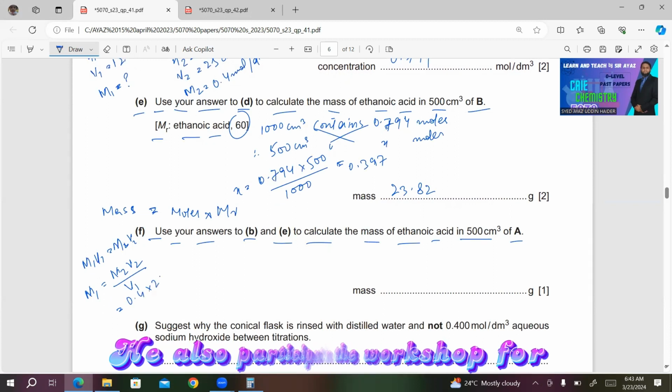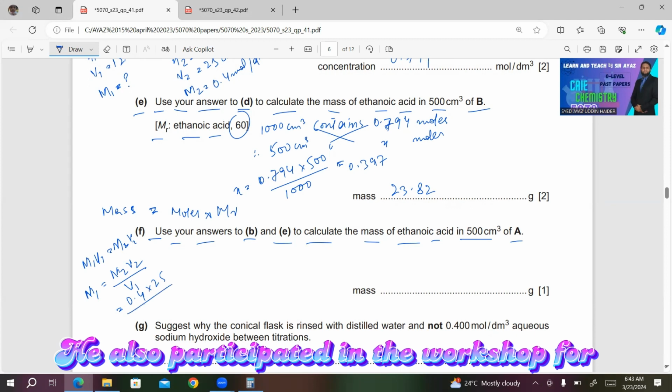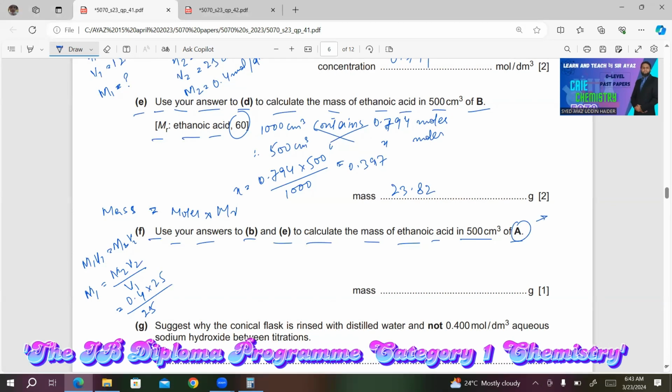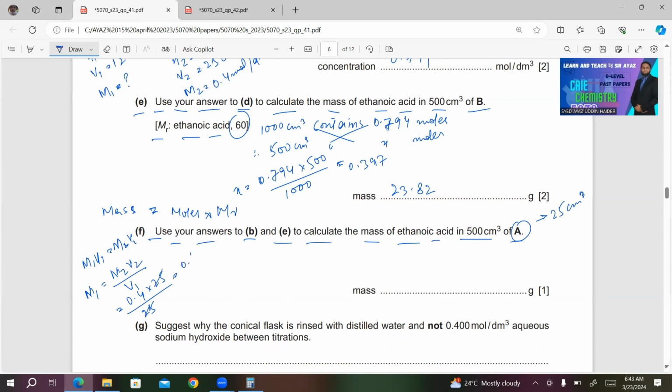What about the volume of A? It is also 25. The volume of A is 25 centimeter cube, the mean volume. So these will be cancelled out. So the concentration is 0.4 mole per dm cube, which means 1000 centimeter cube contains 0.4 moles. Therefore, 500 centimeter cube contains X moles.